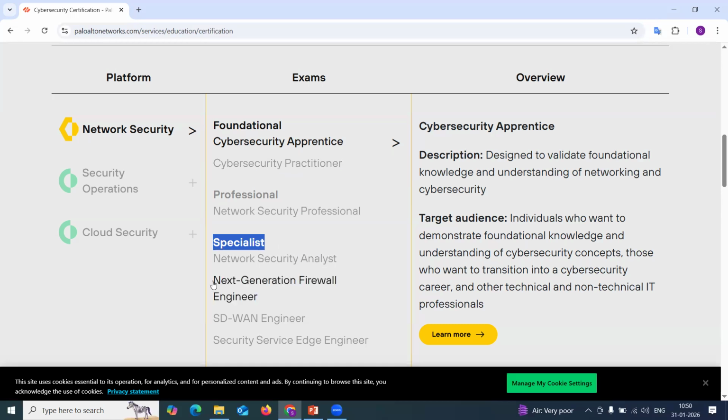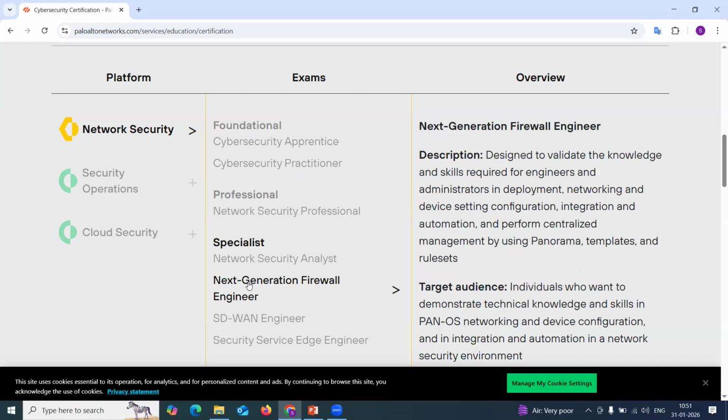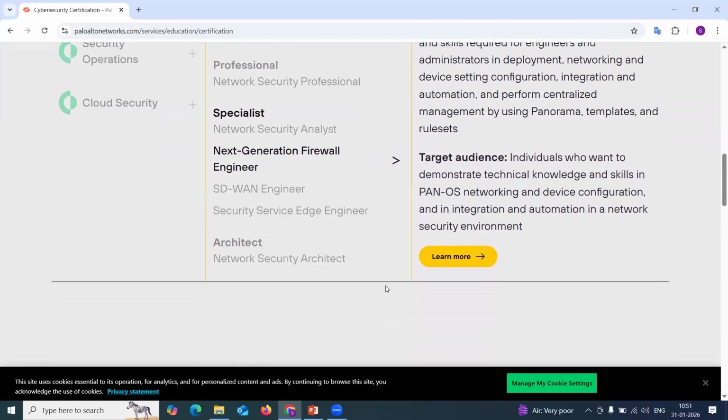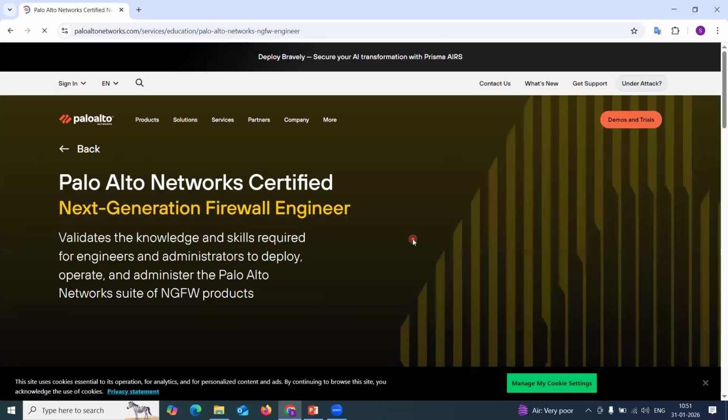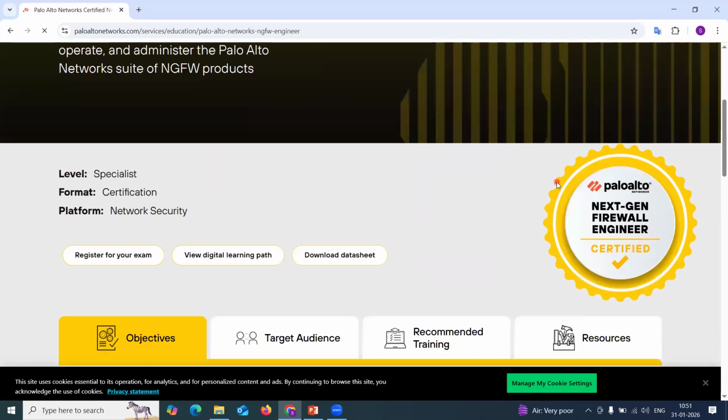In the specialist level, you are getting Next Generation Firewall Engineer. So this is the certification that you guys need to do, the Next Generation Firewall Engineer certification. Now, if I click on this learn more, here it shows Palo Alto Networks Certified Next Generation Firewall Engineer. And this is your certification name, Next Gen Firewall Engineer.